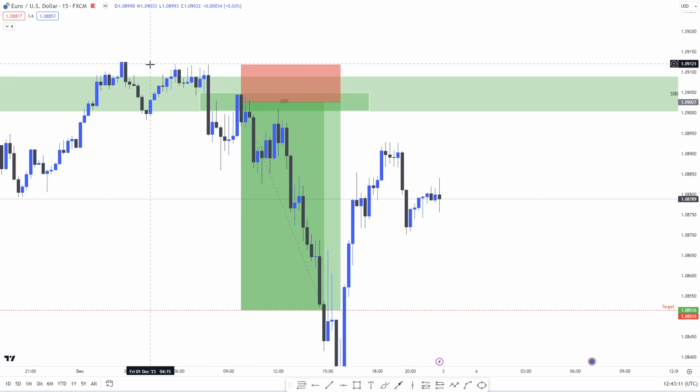Now, we didn't see an obvious manipulation which we would like to see, but when you get an Asian session that is quite expansive, you don't always have to have it. And then we can see manipulation in the form of this high here being taken.